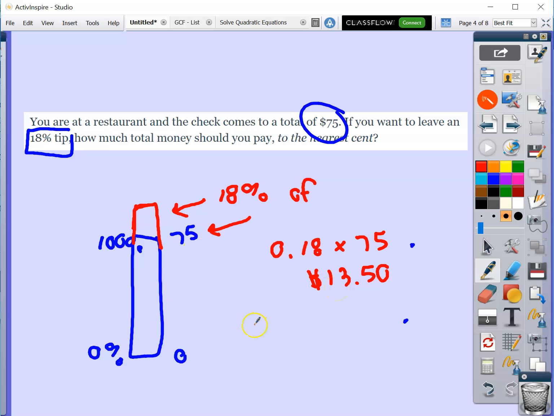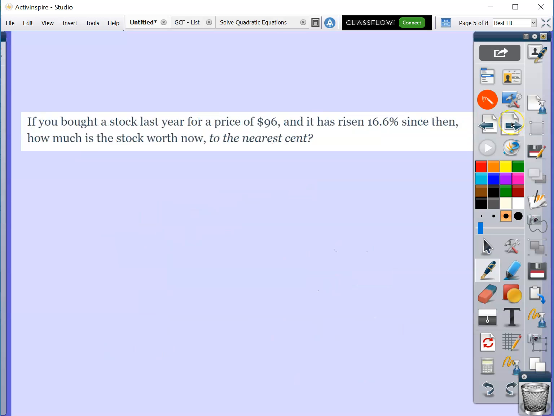So you're actually going to give them $75 plus $13.50. So your total answer would be $88.50. And be careful. Read the directions. It says, how much should you pay to the nearest cent? So we're at $88.50. That's exact. Okay. So let's look at another one here.